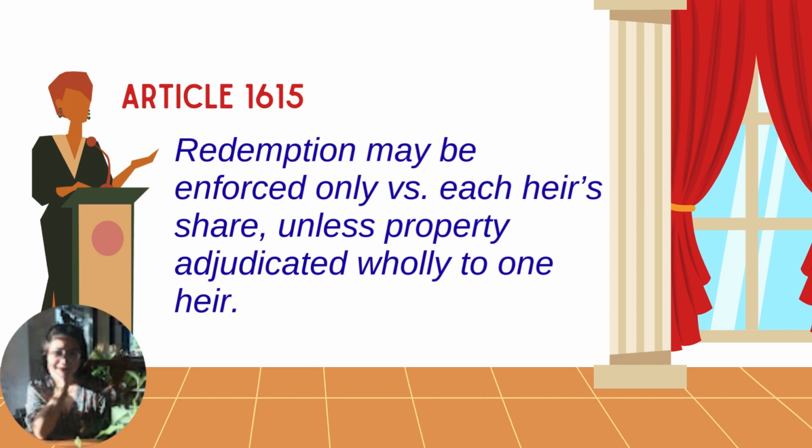If the inheritance has been divided and the sole property has been awarded wholly to one of the heirs, the action for redemption may be instituted against the single heir for the whole property. So, this provision prevents the vendor from compelling one heir to shoulder the burden of the entire redemption when the property has been split proportionally, while allowing for redemption of the whole if the property was entirely assigned to a single heir.